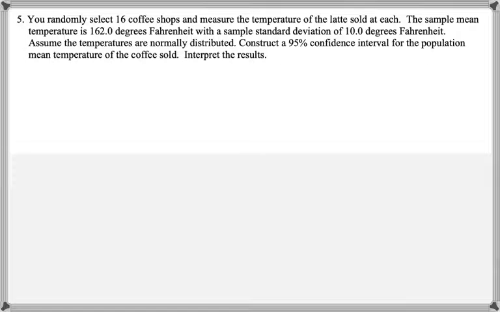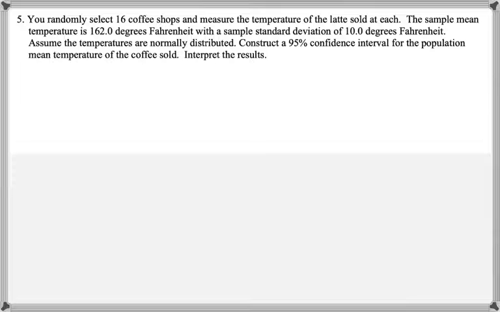You randomly select 16 coffee shops and measure the temperature of the latte sold at each. The sample mean temperature is 162 degrees Fahrenheit with a sample standard deviation of 10 degrees. Assume the temperatures are normally distributed. Construct a 95% confidence interval for the population mean temperature of the coffee sold.